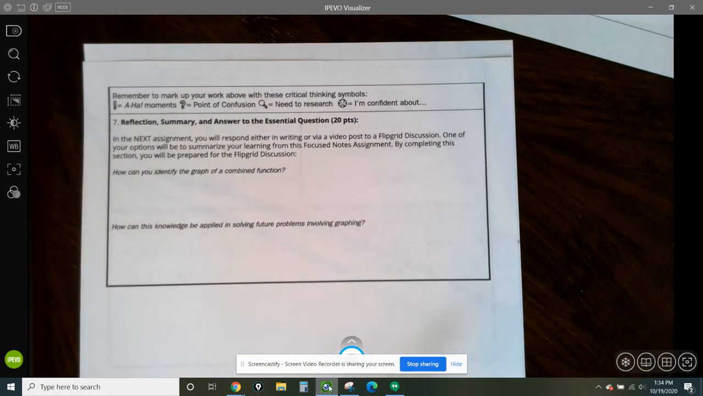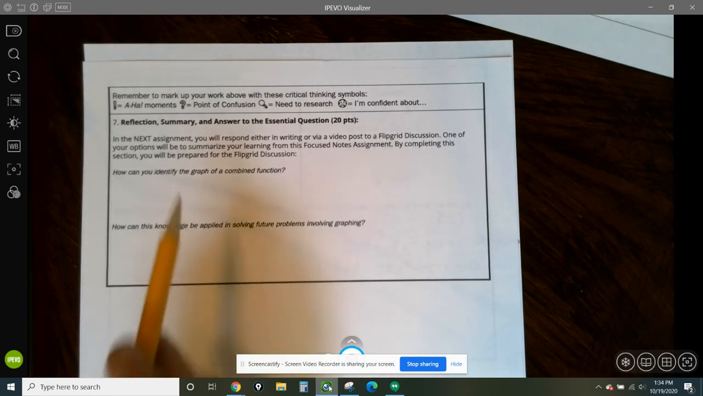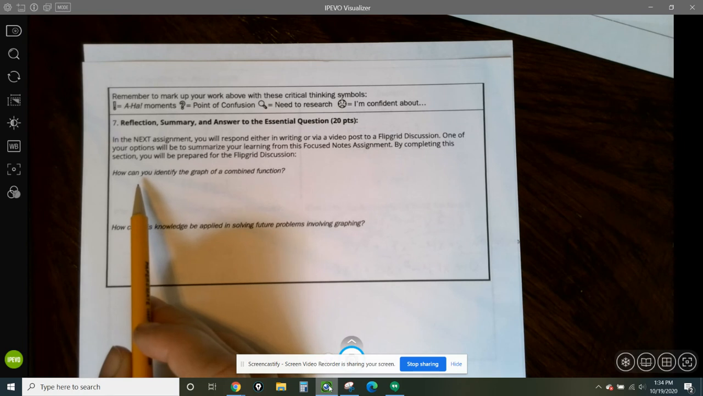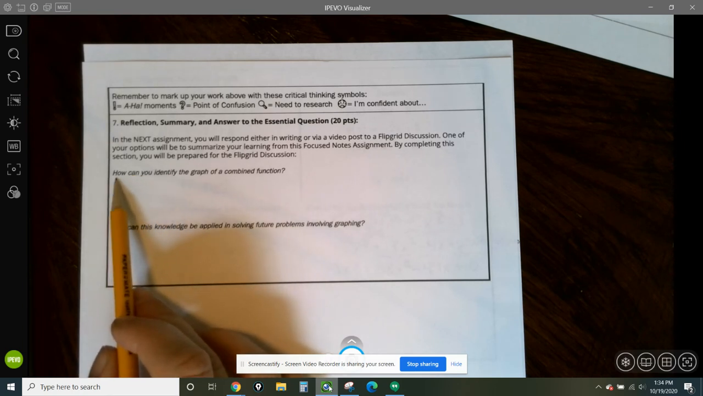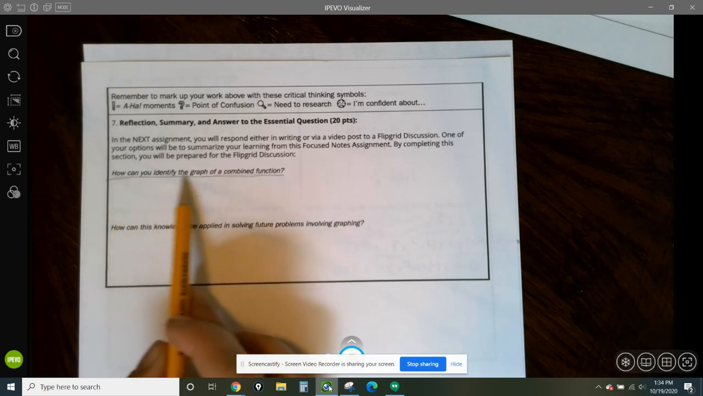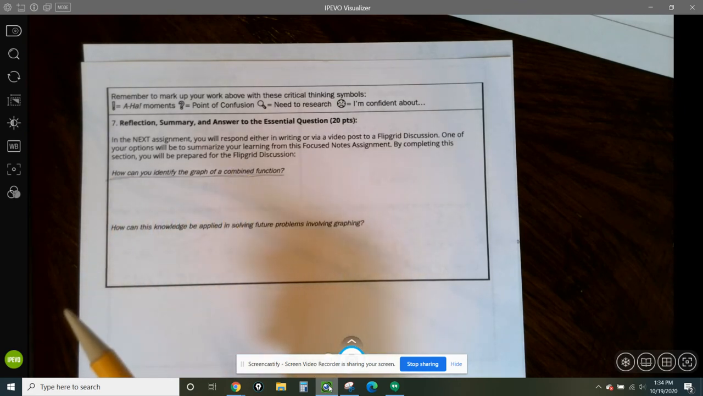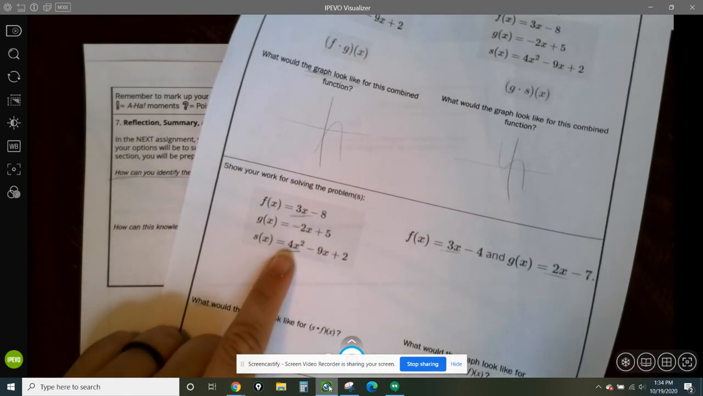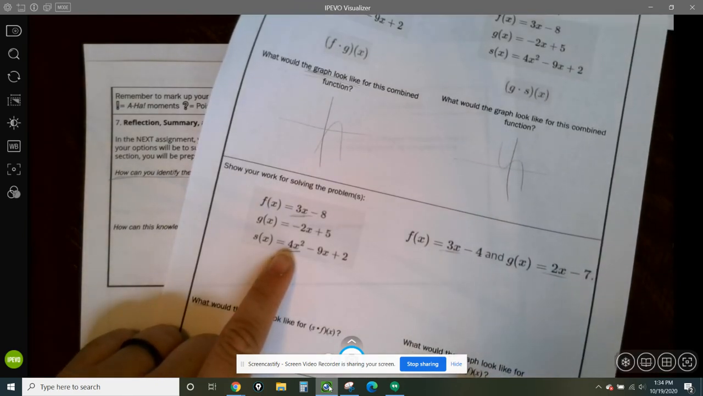And last, we always do this at the end of these focus notes, your reflection, your summary. So we're answering that initial question way back from the very beginning of the focus notes. How can you identify the graph of a combined function? So how can you know what the combined function is going to look like just by looking at the functions? So take a minute and answer that.